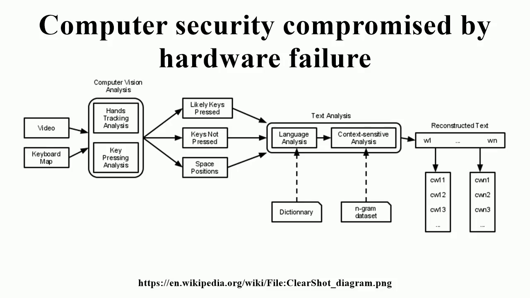Because the results of this phase of the analysis are noisy, a second phase, called the text analysis, is required. The goal of this phase is to remove errors using both language and context-sensitive techniques. The result of this phase is the reconstructed text, where each word is represented by a list of possible candidates, ranked by likelihood. Printer acoustic emanations.